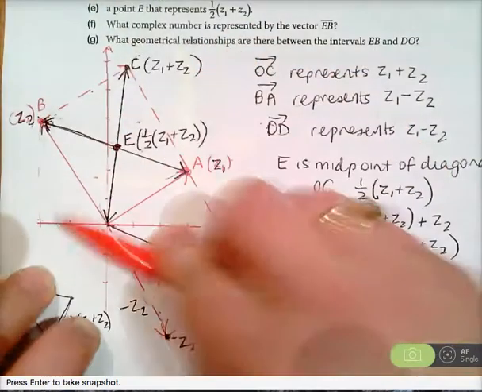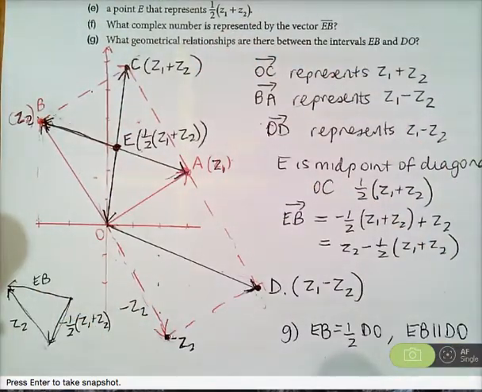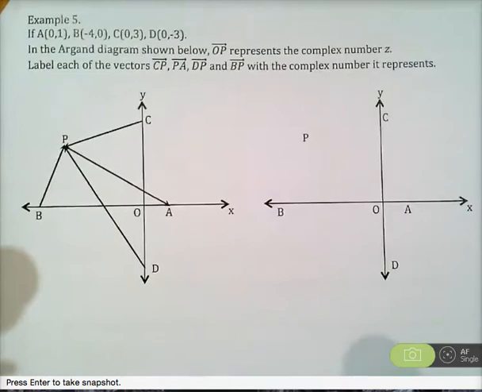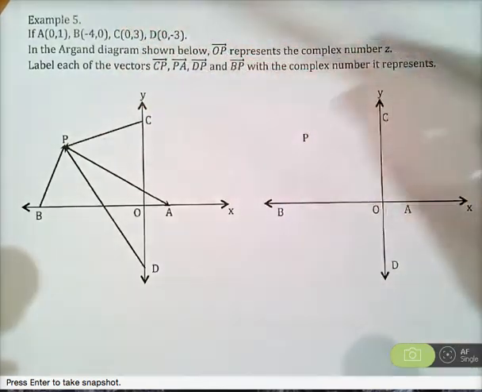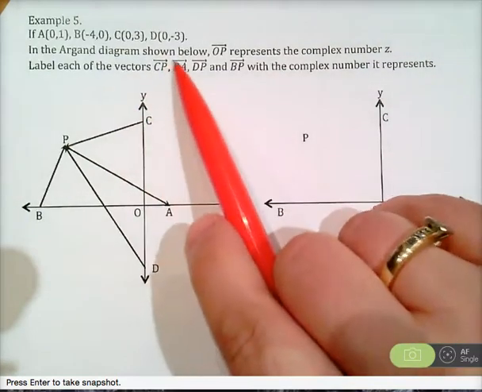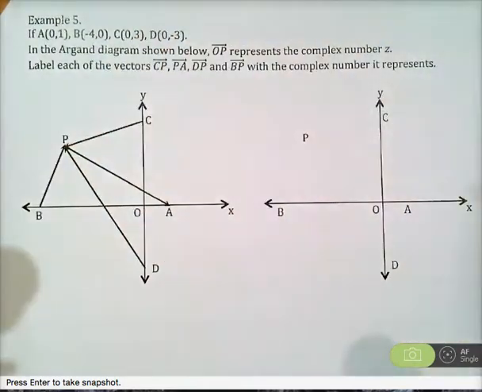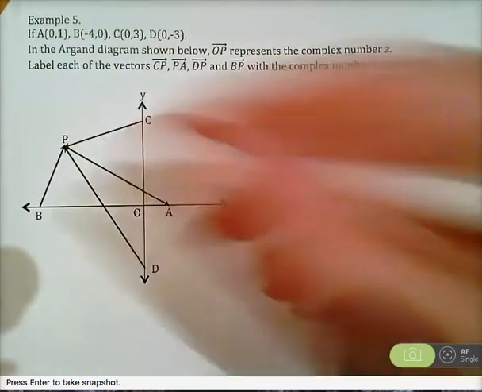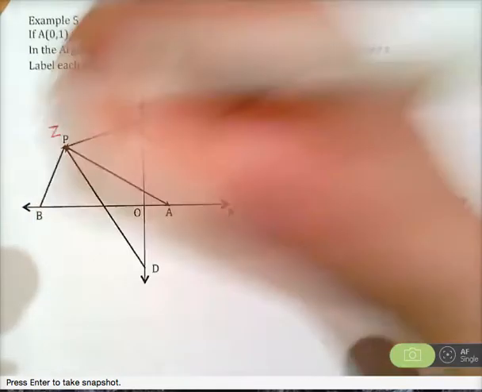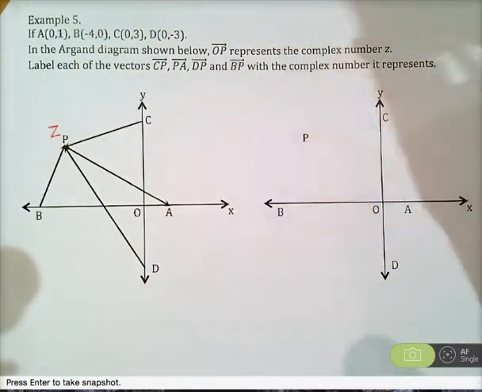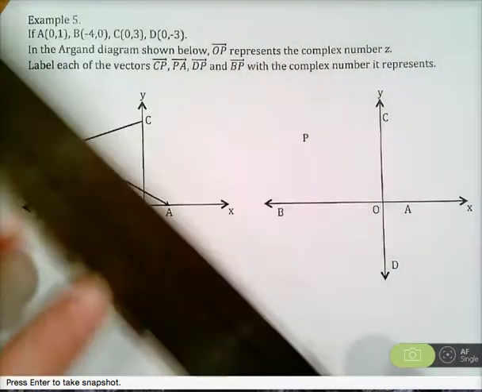Now it says, here, example 5, okay? It says, in the Argand diagram shown below, OP, so from O to P, now I haven't drawn that in, represents the complex number Z. So I'm just going to put a Z here, well, OP, I better draw it like that. So OP represents the complex number Z, okay?